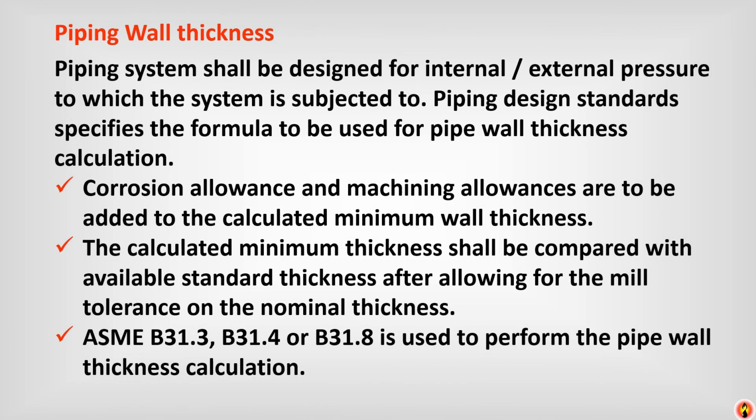Pipe wall thickness. Piping system shall be designed for internal and external pressure to which the system is subjected. Piping design standards specify the formula to be used for pipe wall thickness calculation. Corrosion allowance and machining allowances are to be added to the calculated minimum wall thickness. The calculated minimum thickness shall be compared with available standard thickness after allowing for the mill tolerance on the nominal thickness. ASME B31.3, B31.4 or B31.8 is used to perform the pipe wall thickness calculation.